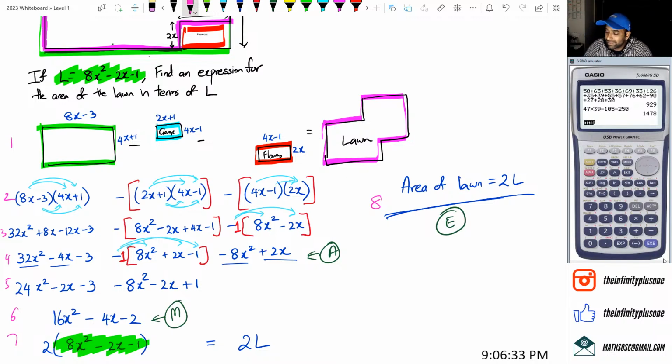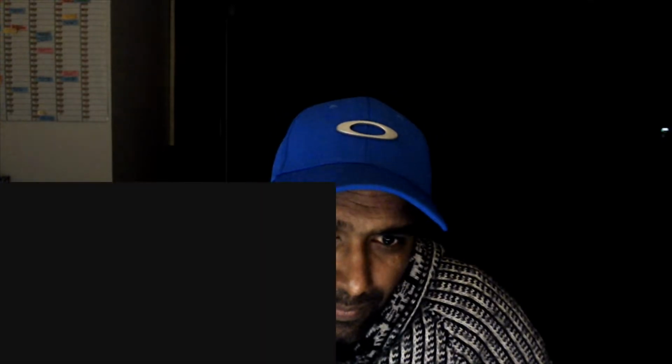Absolutely no idea as to what the paper would look like. Oh, what happened here? It's gone completely dark. There we go.